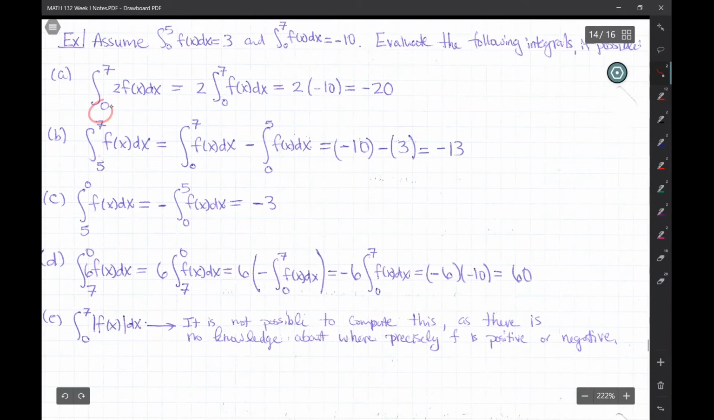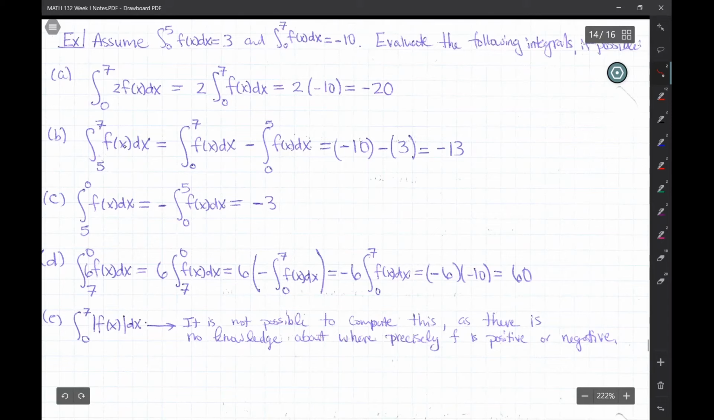So here we have the integral from 0 to 7 of 2 times f. We're going to use the constant multiple rule and pull 2 out of the integral, or factor it out, however you want to say that. Once you pull that out, you'll get just the integral from 0 to 7. That's minus 10, and so we get minus 20.